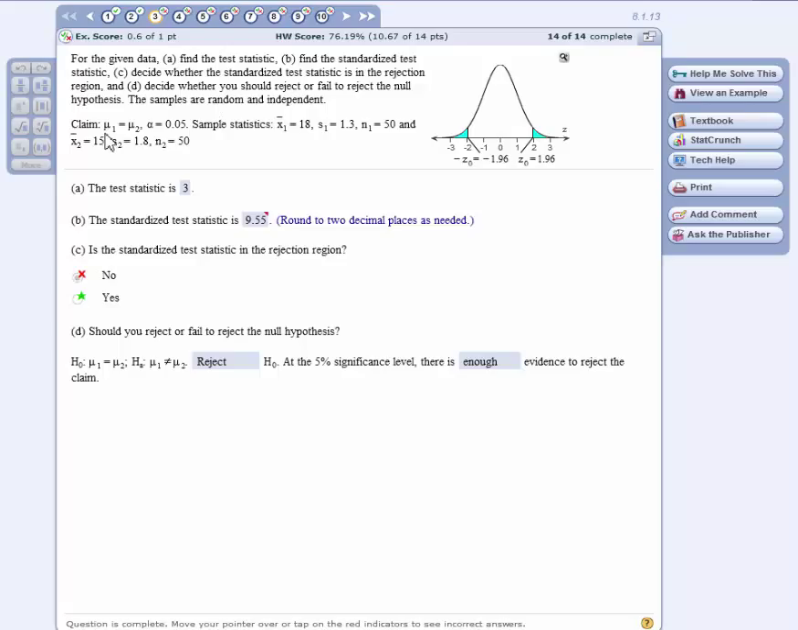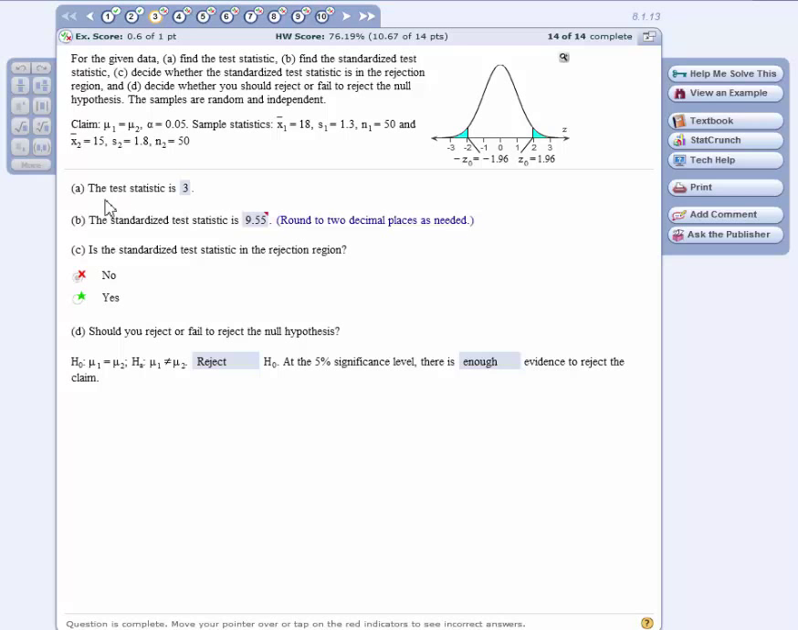And there's our data. mu1 minus mu2. There's the claim. They're equal. Or mu1 minus mu2 is 0. And that is the null hypothesis, and the alternative would be they're not equal to 0. The data we have is the mean of the first sample is 18. Its standard deviation is 1.3, and n is equal to 50 for that sample. For the second sample, the mean is 15, standard deviation 1.8, and again, n equal 50.